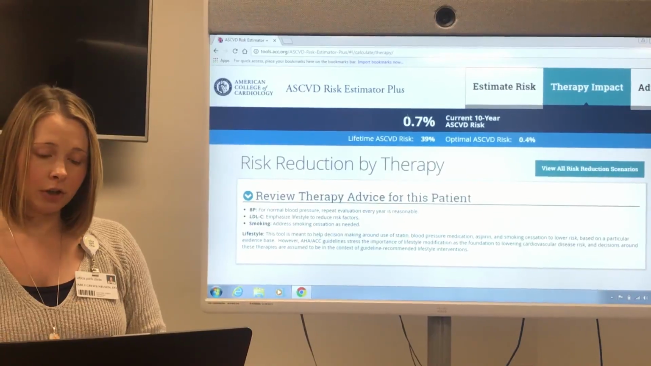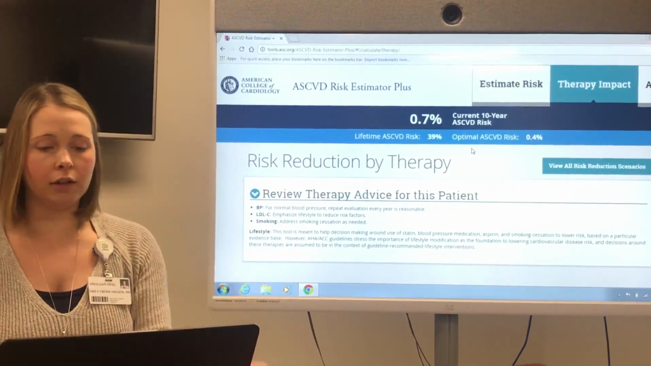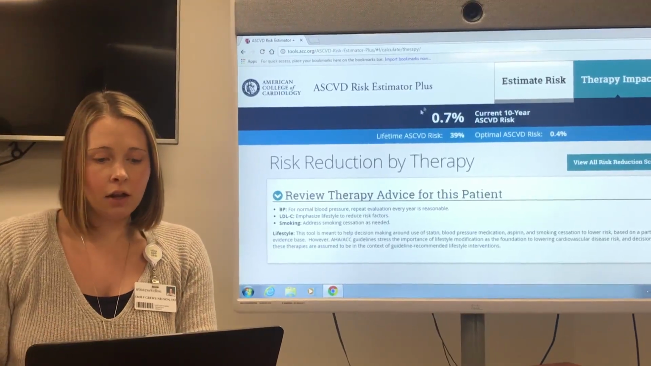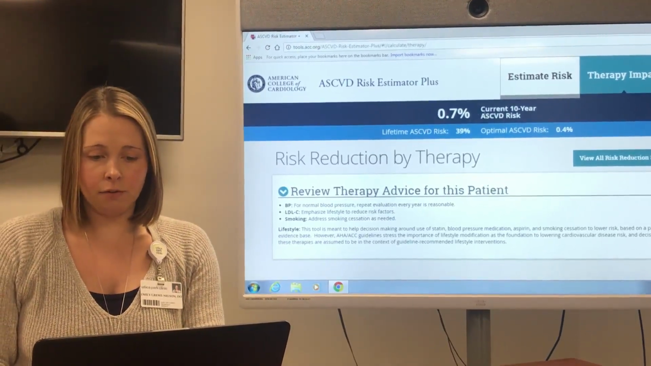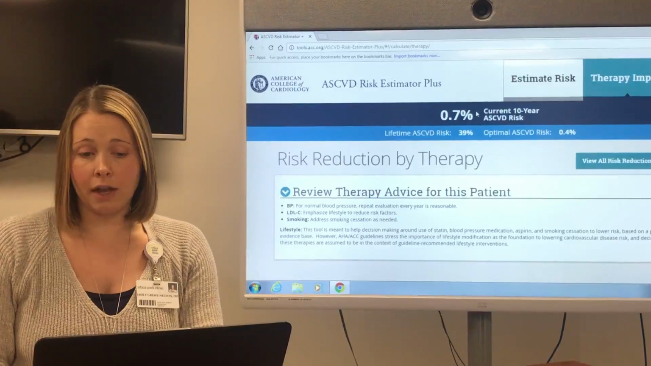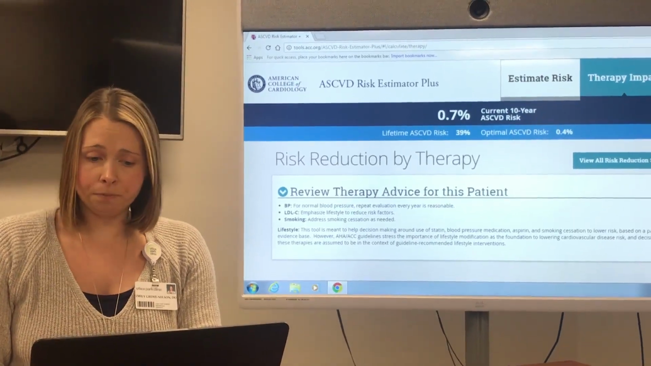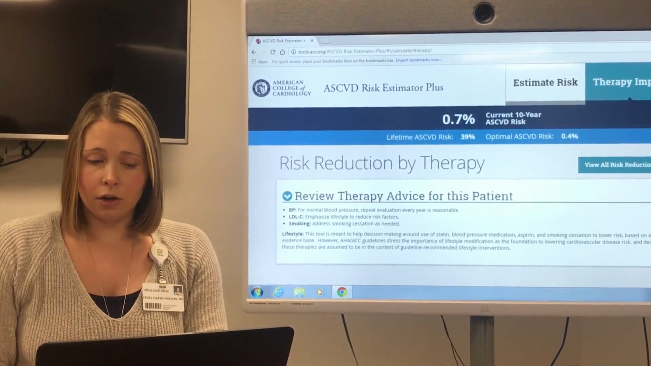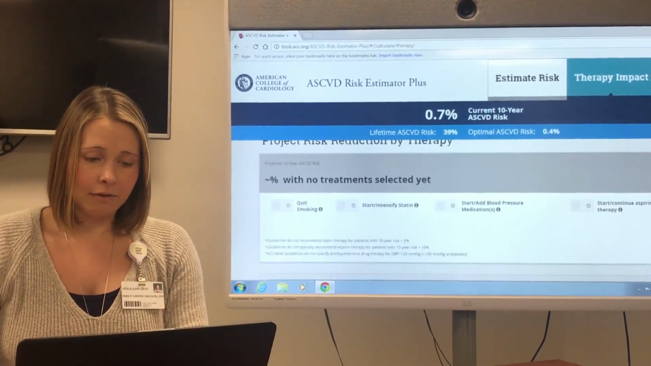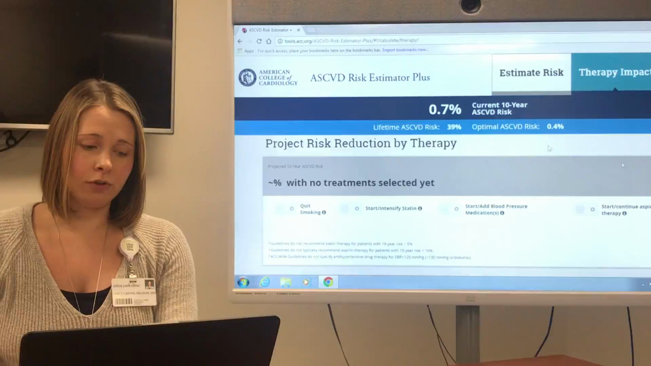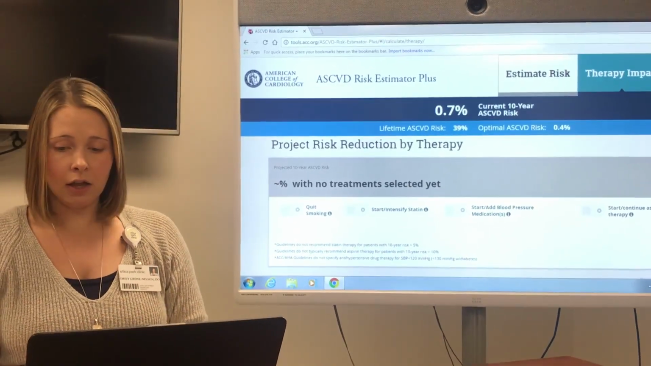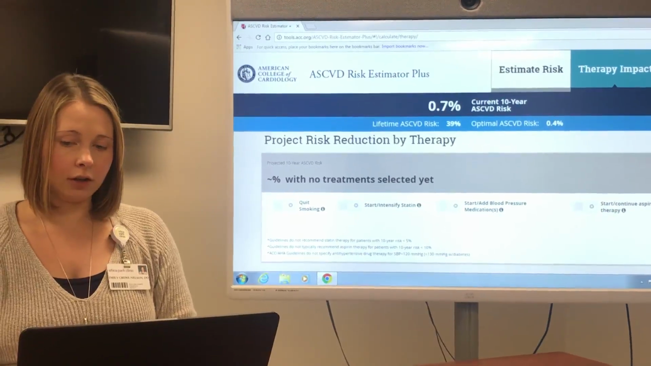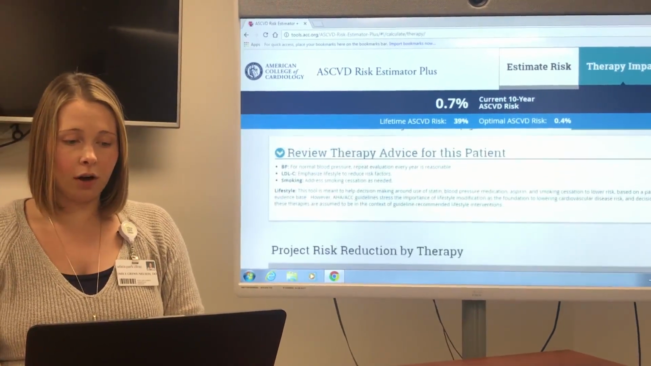And her risk factor here, so even though you might look at her LDL and say it's above 130, it's high, we need to do something about it, her actual ASCVD risk score in 10 years is 0.7%, so that's really pretty good. Lifetime is at 39%. And if you come down here on what your risk reduction is, there's really nothing that you can do from the 4 interventions that this calculator looks at to help lower her cardiovascular risk.